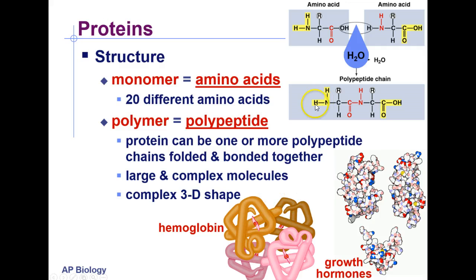But then you're not even done yet. When you string the chain together, then you have to fold it. Like you see, hemoglobin here has lots of folds to its chain. We have to get the right structure or the protein won't work.